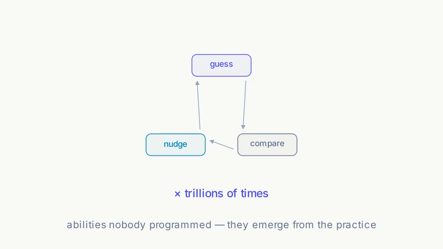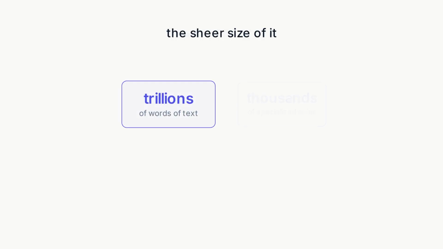The embedding space arranges into meaning. The attention patterns learn grammar and facts and reasoning. Nobody programmed those abilities in. They emerged from relentless practice at a single game. Guess the next word. It helps to sit with the sheer size of this.